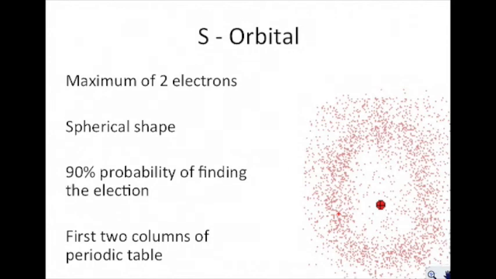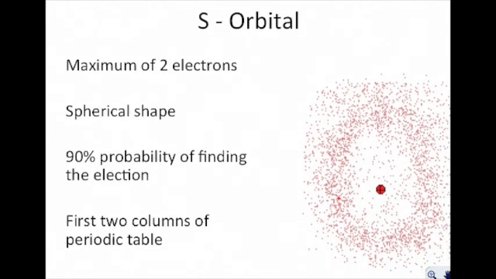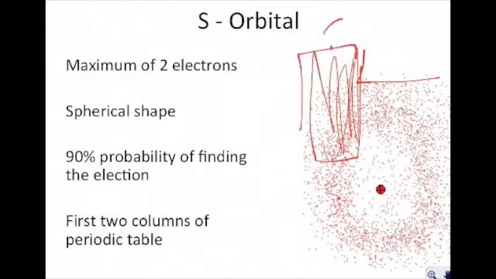Okay. You have your s orbital right here. It has a maximum of 2 electrons. It is a spherical shape, and remember, it's a 90% probability of finding the electron in that shape, and it represents the first 2 columns on the periodic table. So the first 2 columns of the periodic table represent the s orbital.